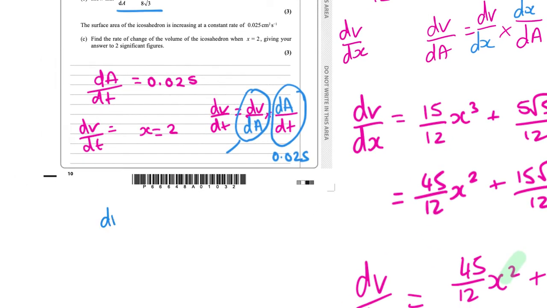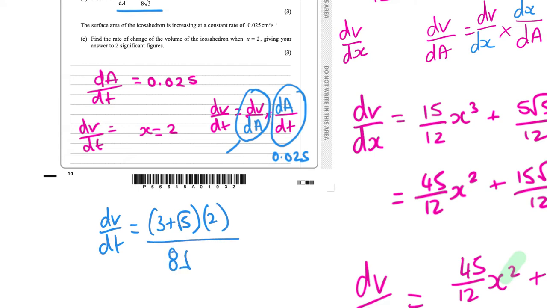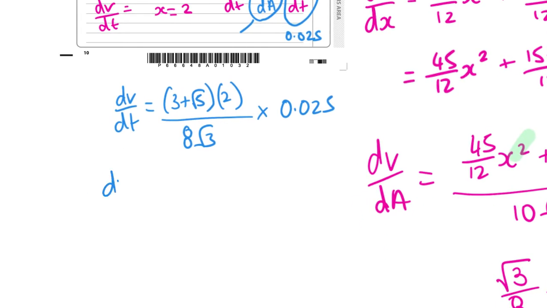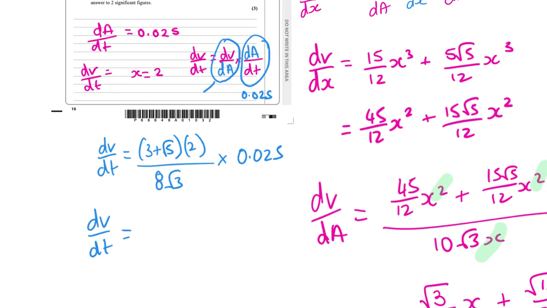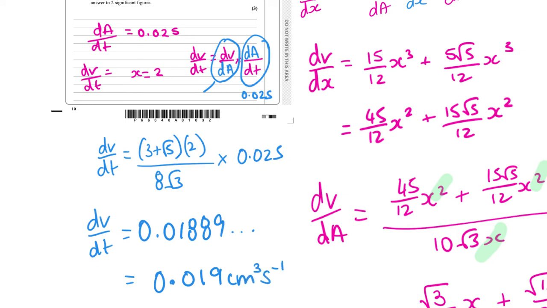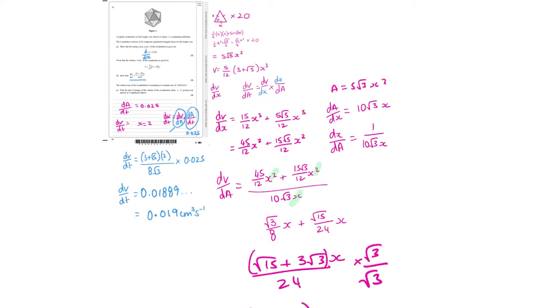So we're going to have dV/dt equals 3 plus root 5 lots of x, which we know is 2, all over 8 root 3, multiplied by 0.025. I'm going to put this into my calculator, and I'm going to get 0.01889, to two significant figures, 0.019 centimetres cubed per second. Okay, so there is the whole of question 4.